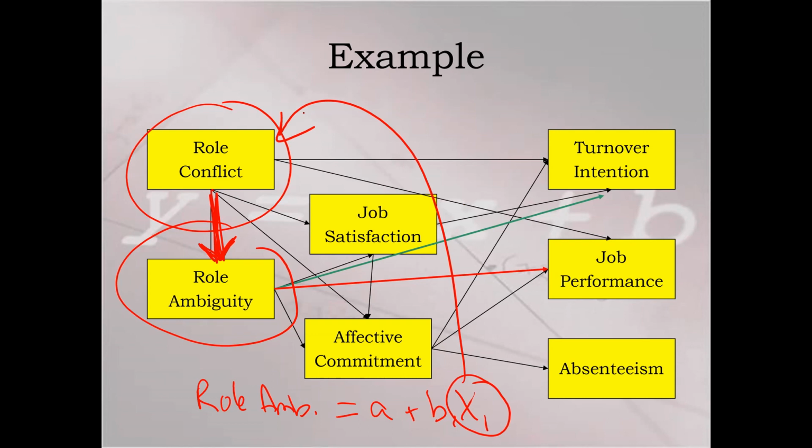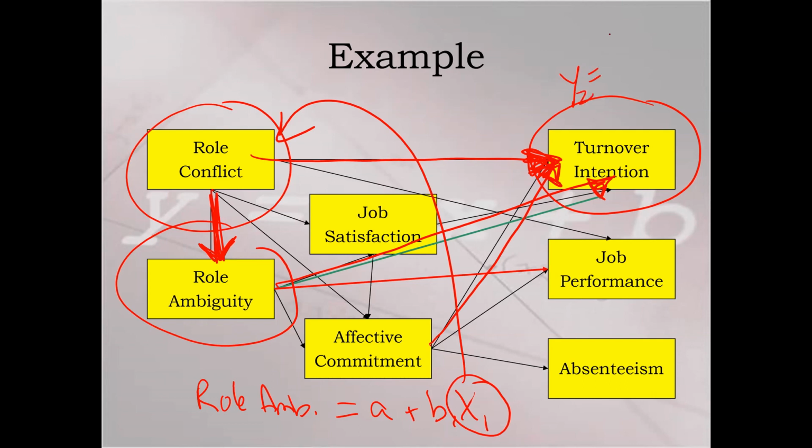We also have, for example, turnover intention. This could be our next Y. This is being predicted by role conflict, this X. It's also being predicted by affective commitment, and it's being predicted by role ambiguity. So this Y2 is being predicted by X1 role conflict plus X2 role ambiguity plus X3 affective commitment.